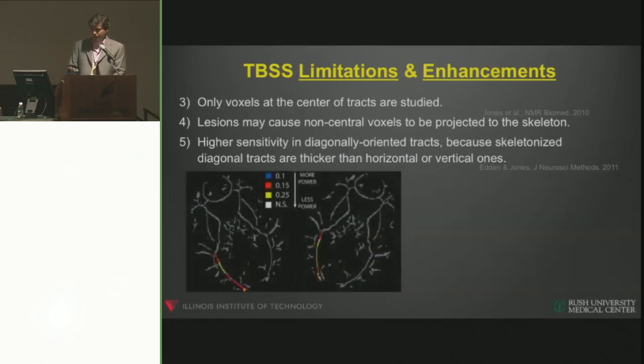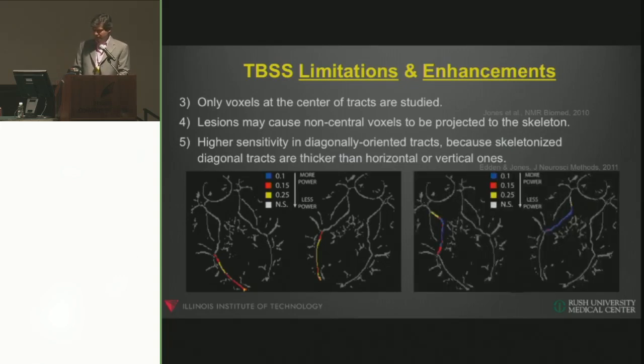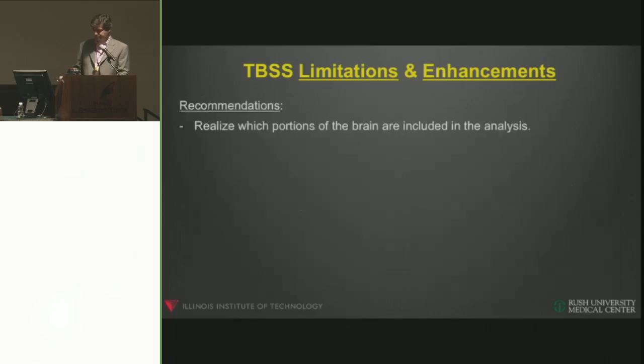Similarly, if you have 2 studies that are using 2 different skeletons from study-specific templates, for example, you get different power for the same part of the brain. Here, the skeleton on the right has less power in the optic radiations than the skeleton on the left. Similarly, for the internal capsule, you have more power for the skeleton on the right, less power for the skeleton on the left. So your power depends on the orientation of your skeleton.